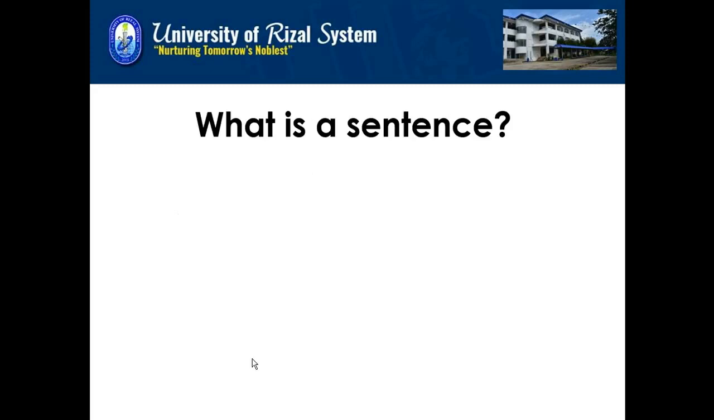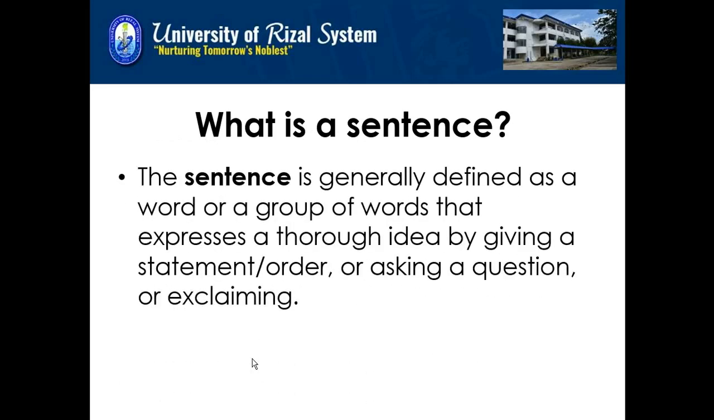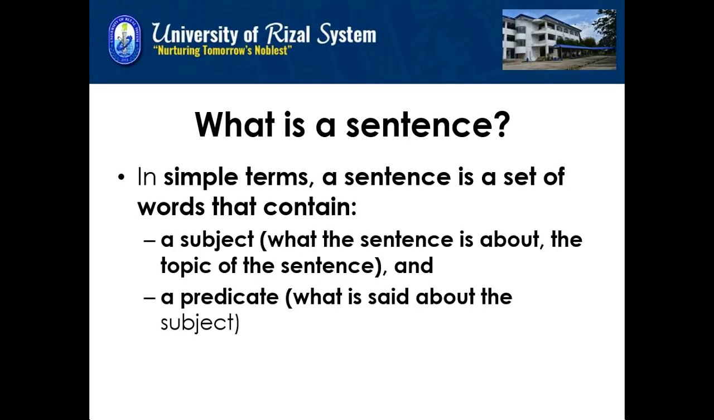Let's have a brief definition of a sentence. A sentence is generally defined as a word or a group of words that expresses a thorough idea by giving a statement or order, asking a question, or exclaiming. At the syntactic level, which refers to the arrangement of words in a sentence, we follow a certain structure: first the subject, second the predicate. However, there is sometimes a problem when you arrange the predicate in your sentence.